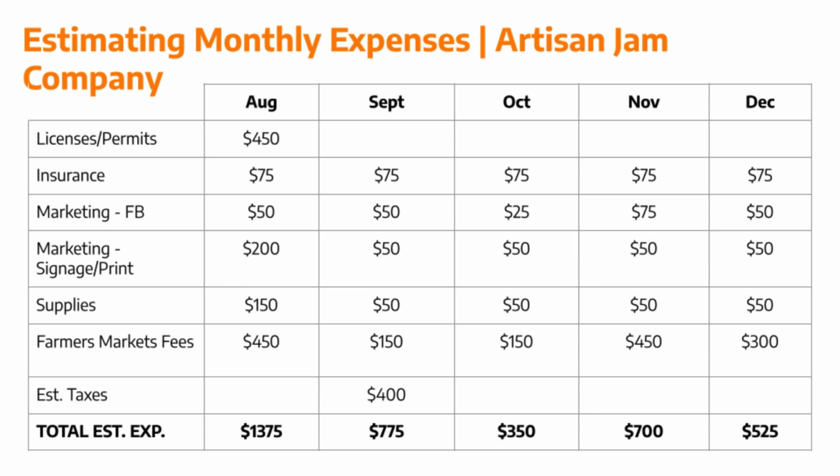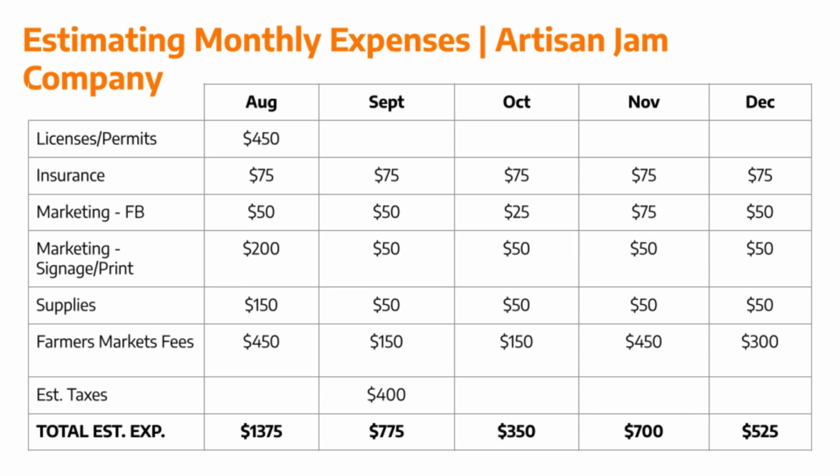Followed by supplies, again, spending a little bit more as we start our business. These are things like paper, pens, ink for printers, etc. And then leveling that cost out for the remainder of the year. Next is farmers market fees. This is where I plan to sell my artisan jams.